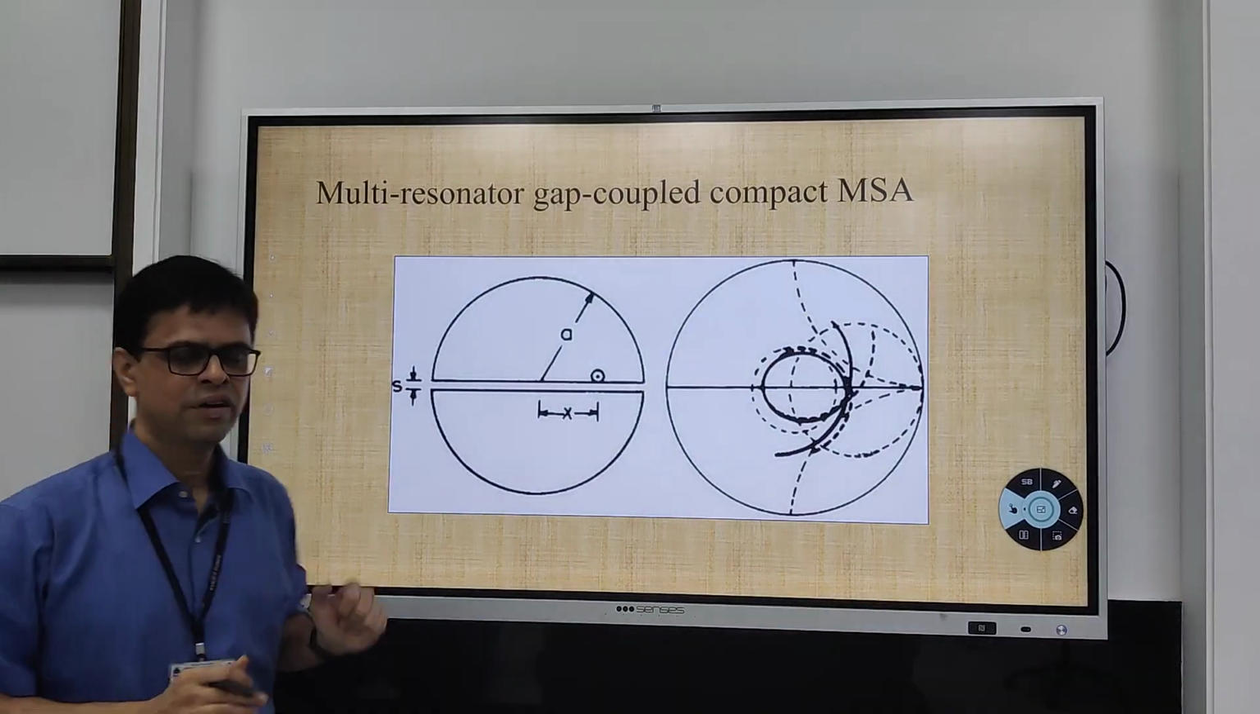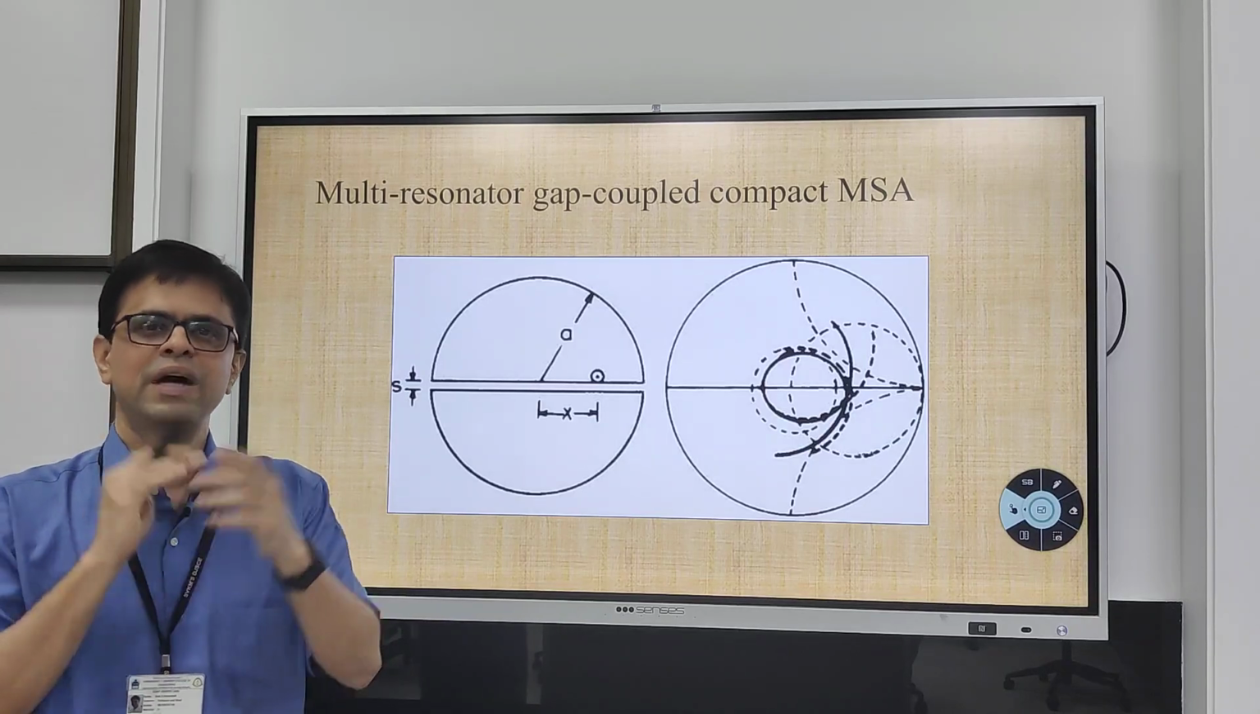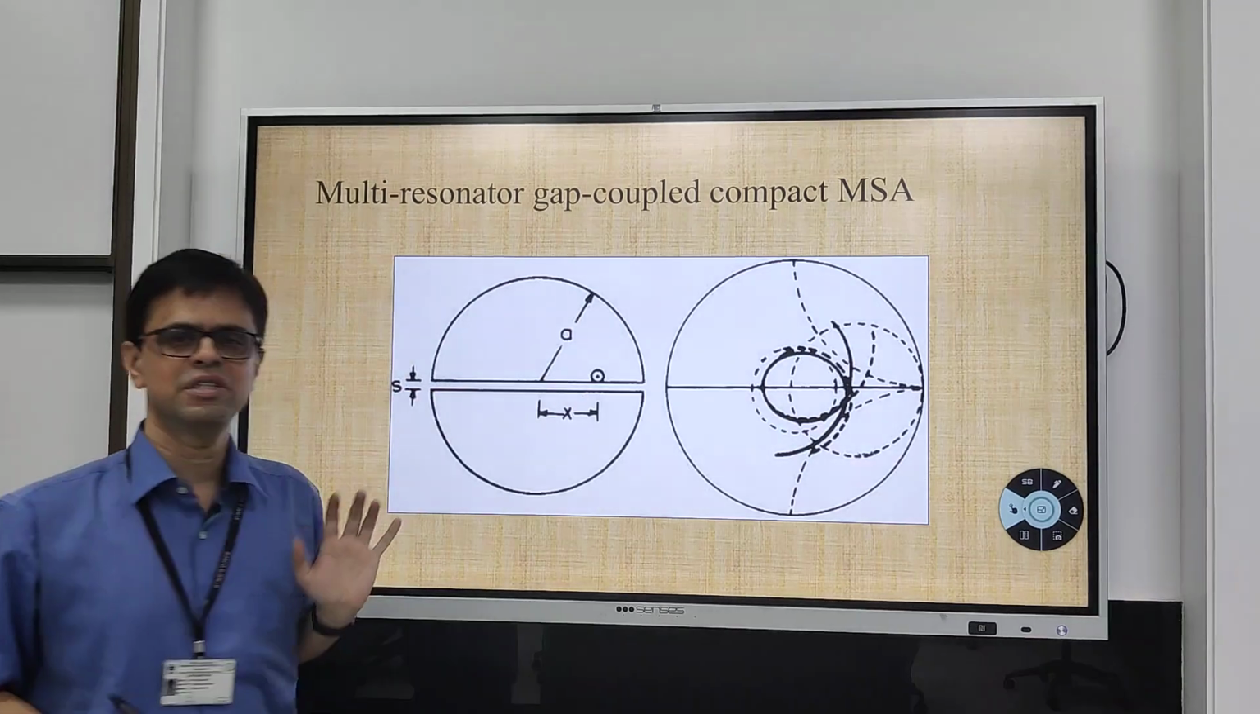Okay, so here what we have done is a circular microstrip antenna. By using the symmetry of the circular microstrip antenna, we create an individual semicircular patch.